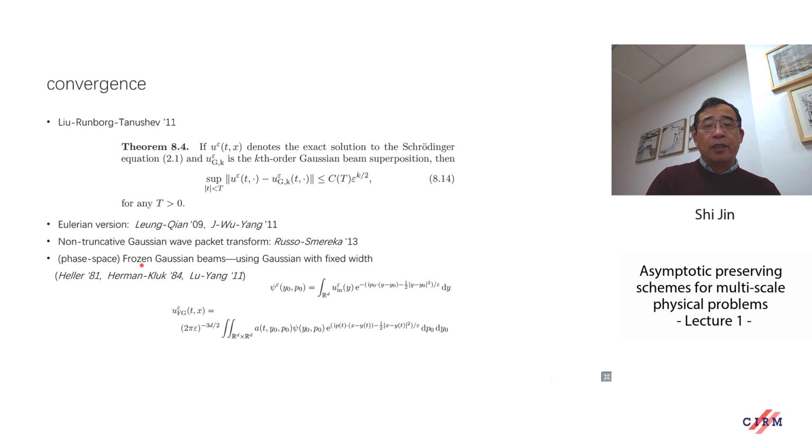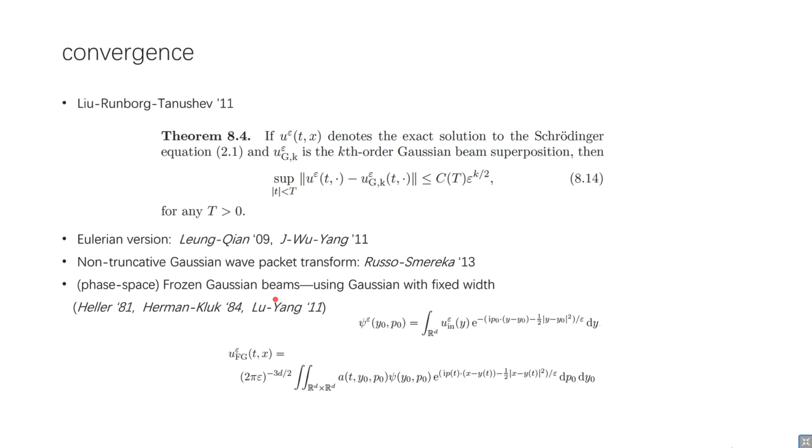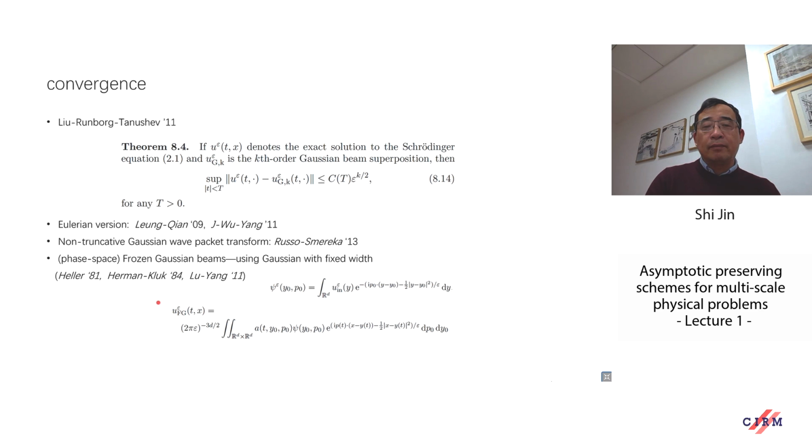So there's also this frozen Gaussian beam, which is defined in the phase space. There, the width of the Gaussian beam is fixed. So you expand the general wave function into this form, and then you have this fixed Gaussian profile with a fixed width, but you have to go to the phase space, all right? That's also an original idea due to the chemists Heller and Herman-Kluk. And more recently, the work of Jianfeng Lu and Xu Yang, who built a rigorous mathematical foundation for this frozen Gaussian beam.